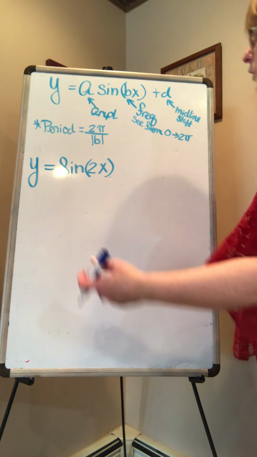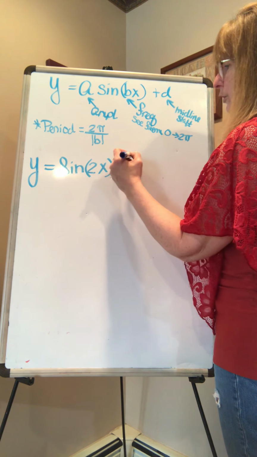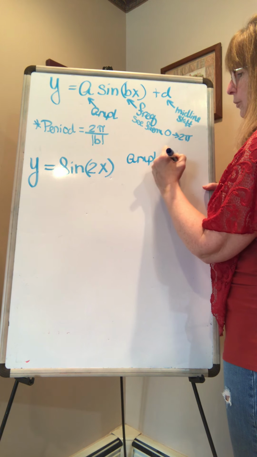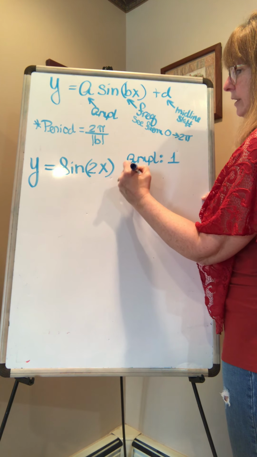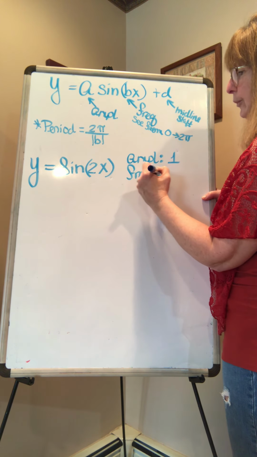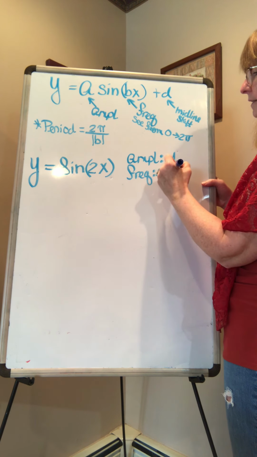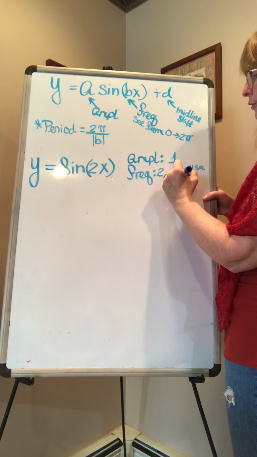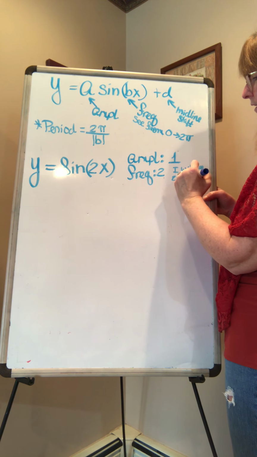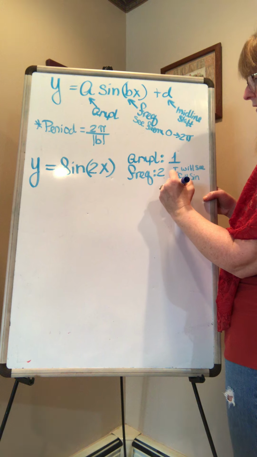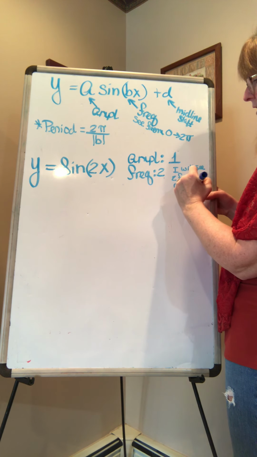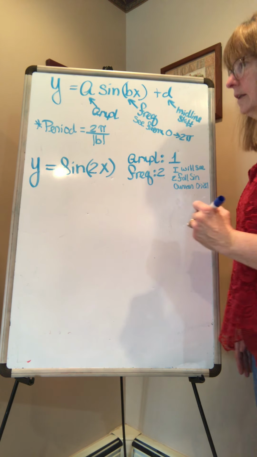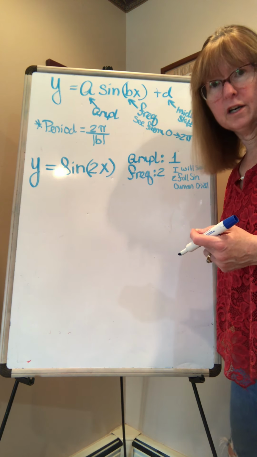So if I'm going to go through this, my amplitude is 1. There's nothing there that I can see. There's that invisible 1. My frequency is 2. This means I will see 2 full sine curves from 0 to 2 pi. Well, it's the first time we're going to see more than one curve.